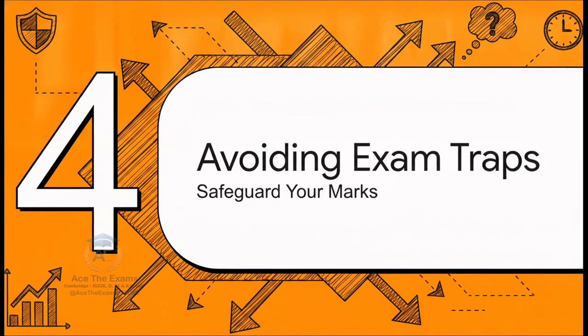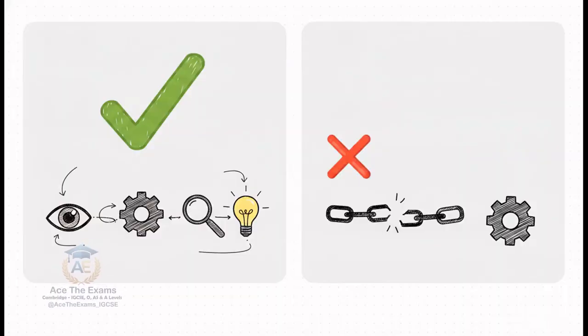Section 4. Avoiding exam traps, safeguarding your marks. Let's contrast the safest method for structuring your answer against the most dangerous exam traps. This is where we see the difference between top-tier students and students like Alex and Sam. The safest method, your physics success blueprint, is a complete chain. Give the definition, state the relationship, explain the physics, and provide the application.